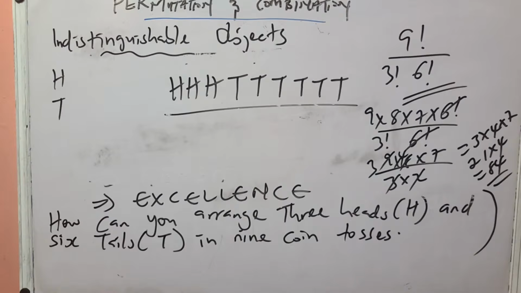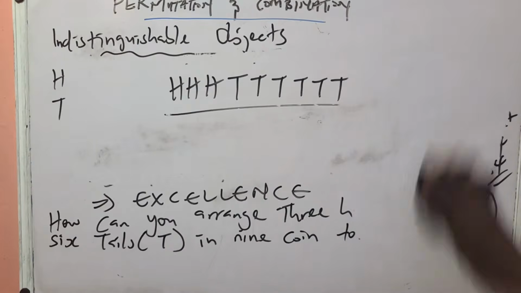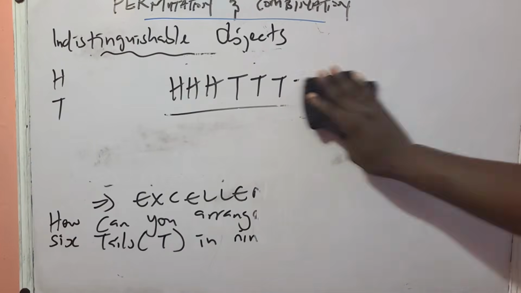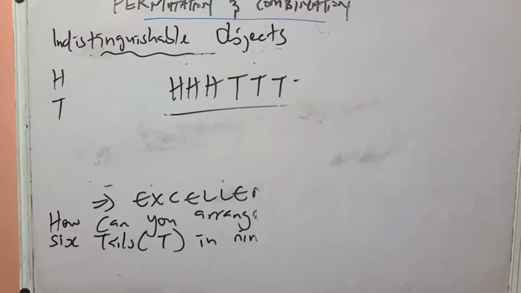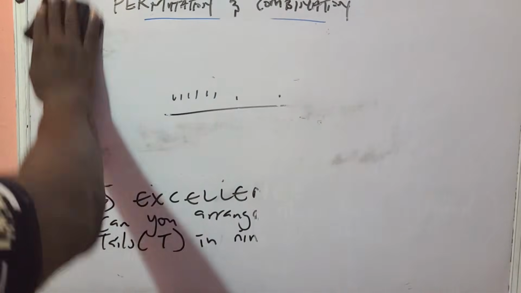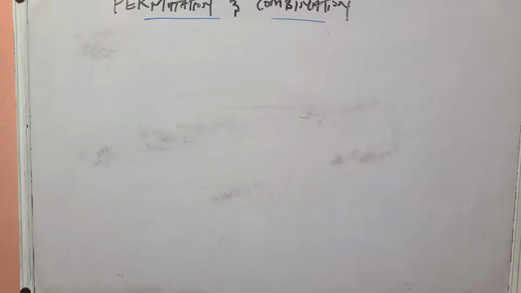So let's go straight into another aspect of permutation. I don't believe that there's anybody in this class still struggling with indistinguishable objects. I believe everybody is very fine with this topic, the subtopic we just did, right? So let's go to another different aspect of our permutation. And it is a very interesting aspect, right?